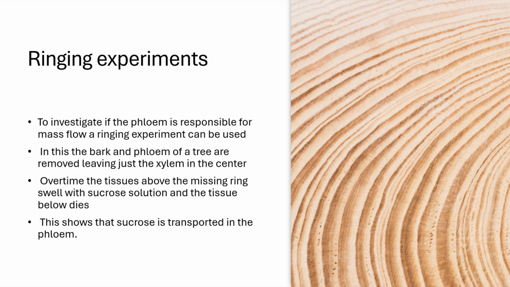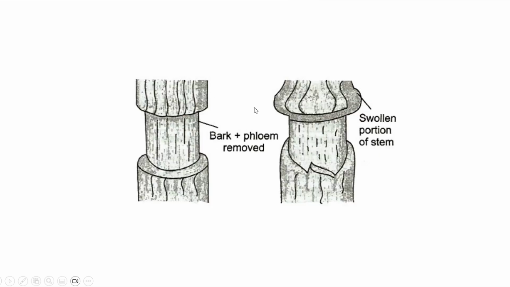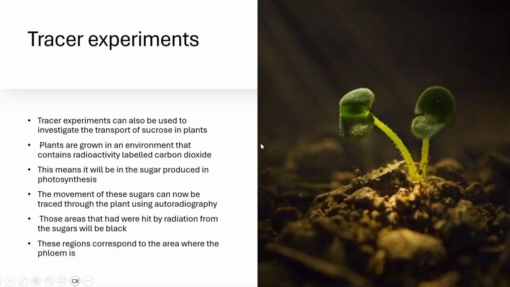This shows that sucrose is transported in the phloem, because once you remove the phloem, it no longer gets transported. You see that it starts staying inside the top. The bark and the phloem got removed, so now the sucrose just swells up there, and everything below dies because it can't move across. So that proves that the phloem has something to do with it. You see what I'm saying?